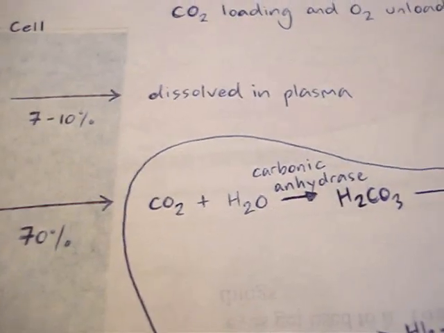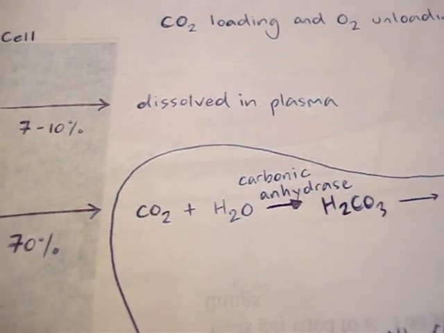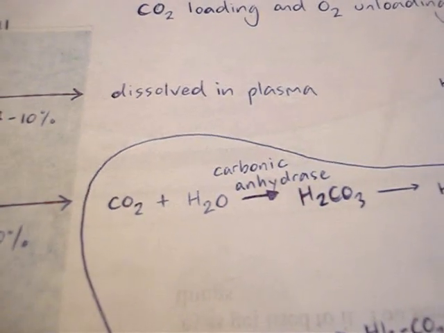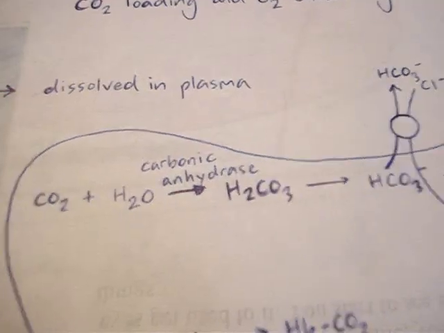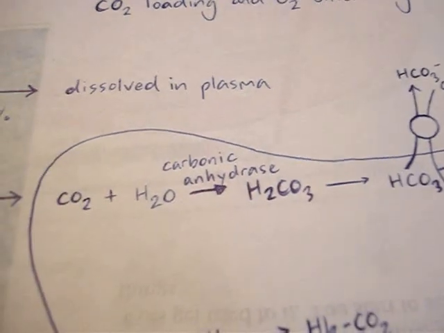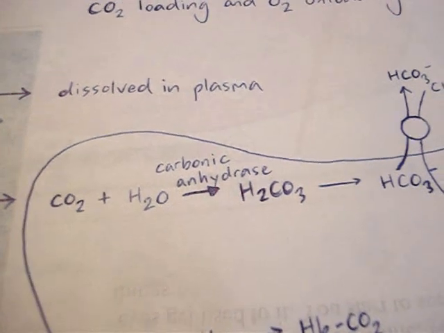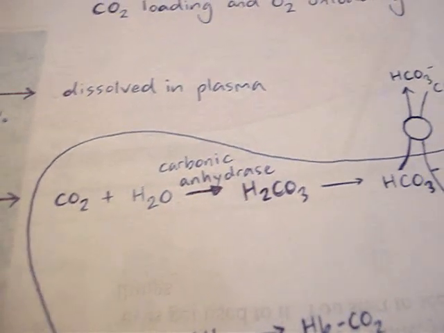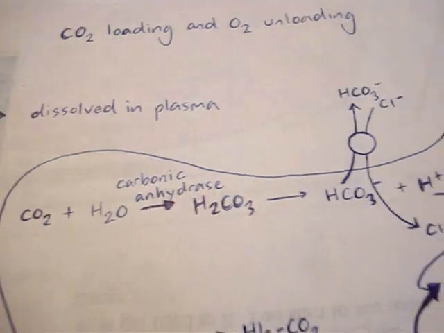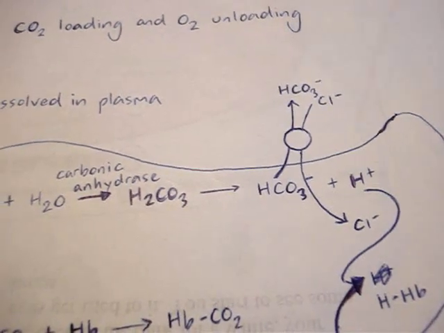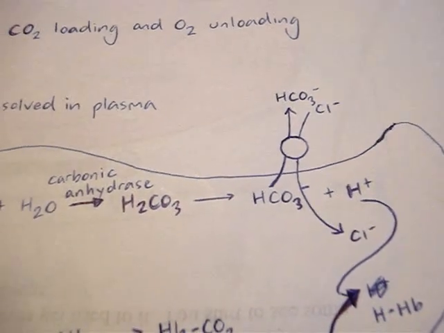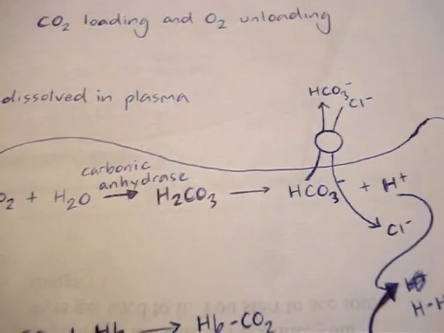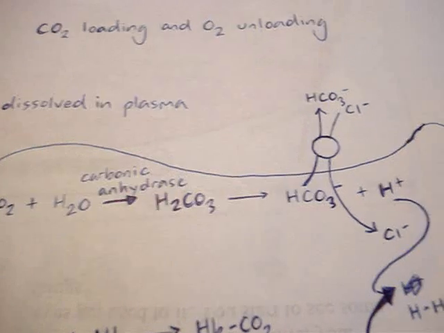It forms a reaction with water, sped up by carbonic anhydrase, which is an enzyme, to form the product carbonic acid. Carbonic acid is very unstable, so it decomposes into the products bicarbonate ion and hydrogen ion. So as this process is occurring, there's a lot of bicarbonate ions.